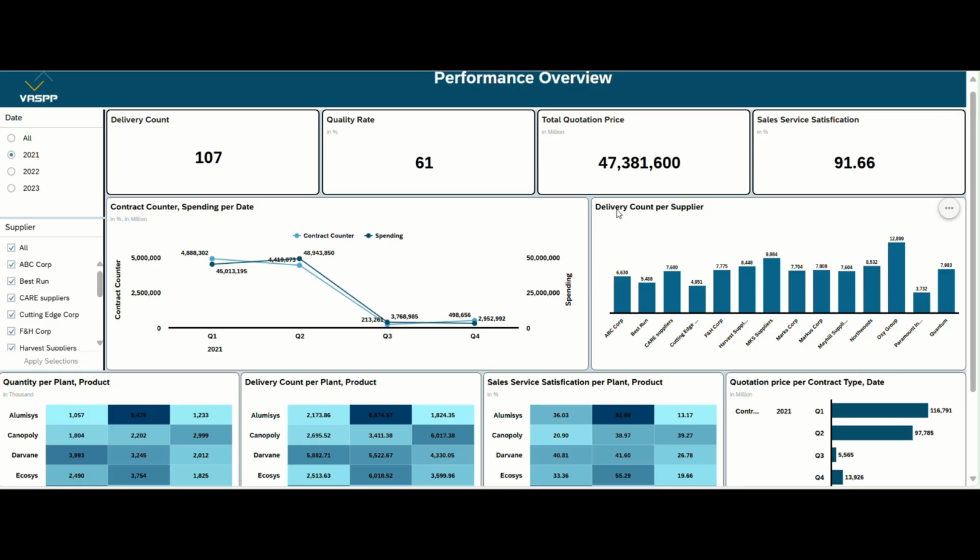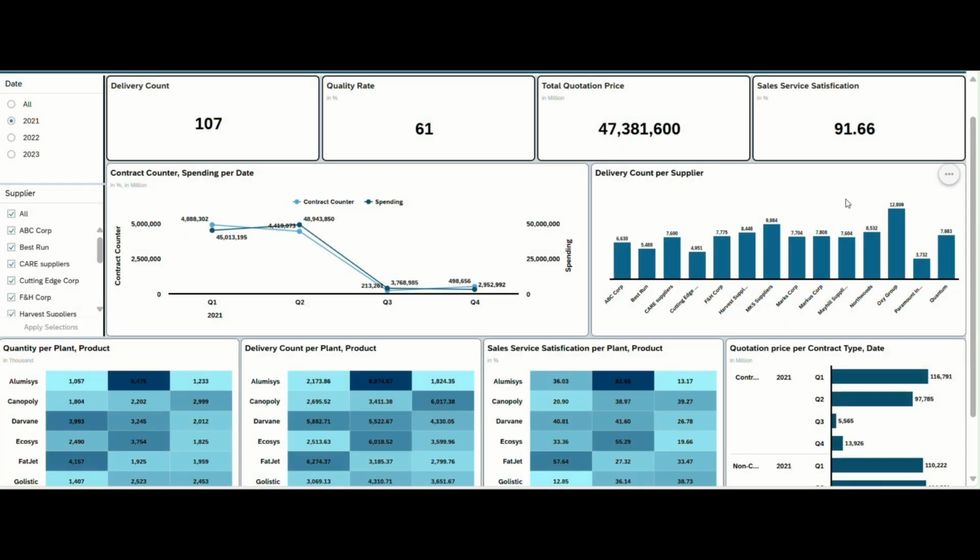Next, the delivery count per supplier bar chart ranks your suppliers based on how many deliveries they've completed. This helps you instantly identify your most active vendors and flag any potential risk of over-reliance. If a top supplier underperforms, you can react quickly and consider diversifying your vendor base.